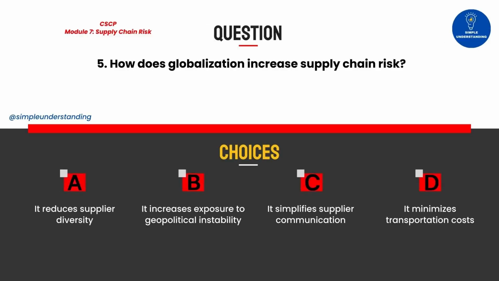5. How does globalization increase supply chain risk? A. It reduces supplier diversity. B. It increases exposure to geopolitical instability. C. It simplifies supplier communication. D. It minimizes transportation costs. Correct answer B.